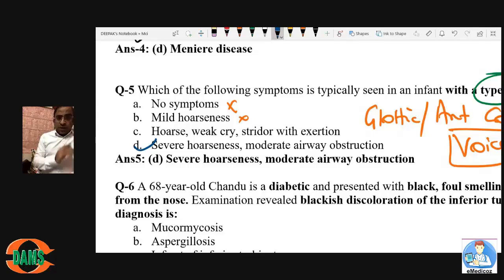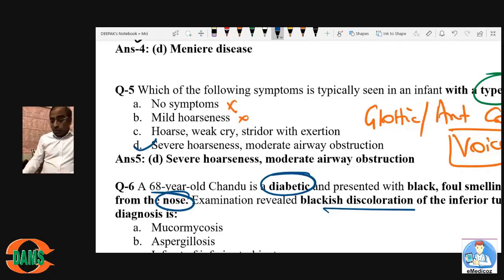Question number 6. Again, straightforward. A 68-year-old diabetic patient with a black nose, no second thought, mucormycosis. Just remember this golden word, beta. There is black discoloration. Why? Because it has a special attachment to blood vessels. So always remember, because there is vasoconstriction, this patient always has blackish infected areas. So it is mucormycosis.